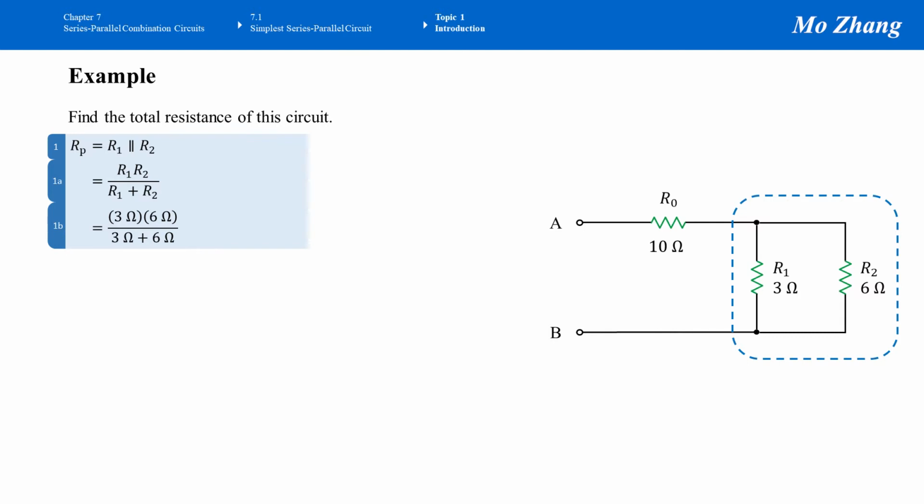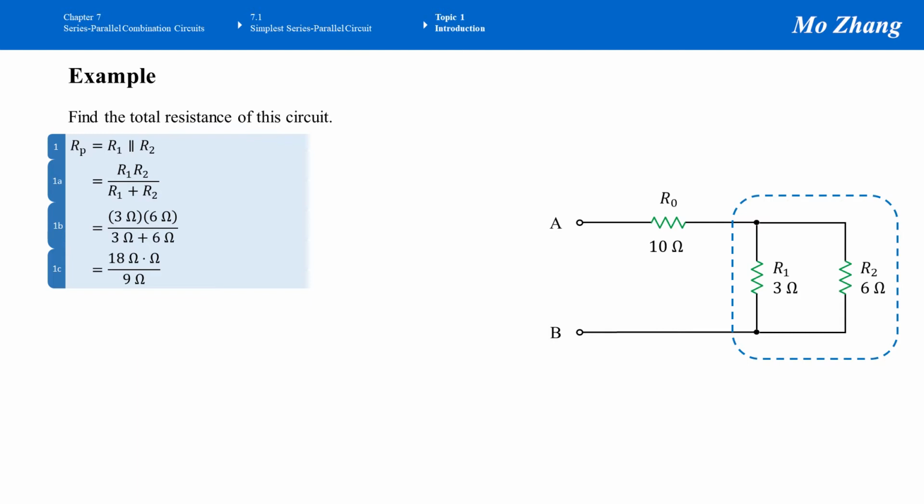Next, we substitute the values into those variables. We replace those variables with the numbers. R1 is 3 ohm and R2 equals 6 ohm, divided by R1 plus R2, that is 3 ohm plus 6 ohm. 3 times 6 equals 18, and for the denominator, 3 plus 6 equals 9. 18 ohm times ohm divided by 9 ohm. There are 2 ohm units on the numerator, because as you can see, 3 ohm times 6 ohm should be 18 ohms.